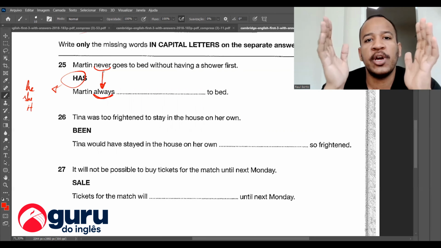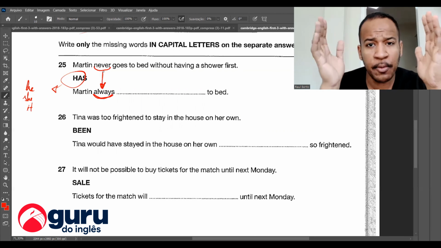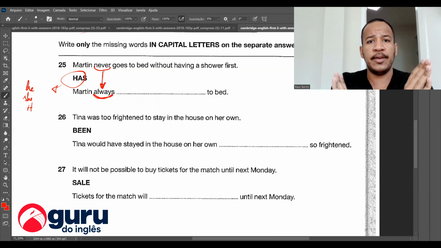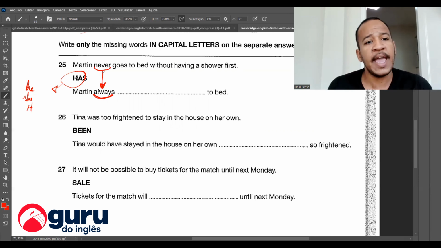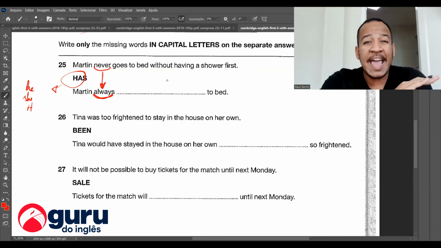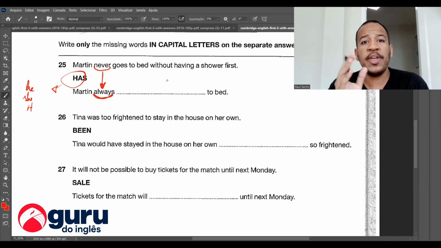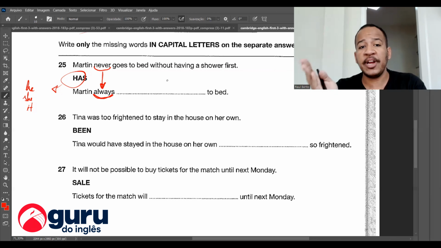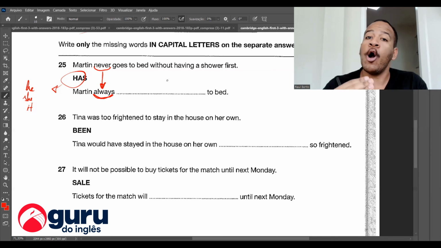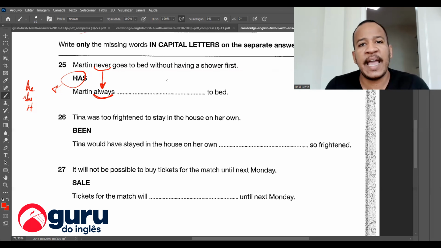So when you have these contrary ideas on FCE, what you must do is change the ideas and change the position of what happens in the phrase. For example, here we have "Martin never goes to bed without having a shower first." So if he never goes to bed without having a shower first, he always takes a shower before going to bed. It's exactly this idea. But he doesn't use "takes a shower", he "has a shower".